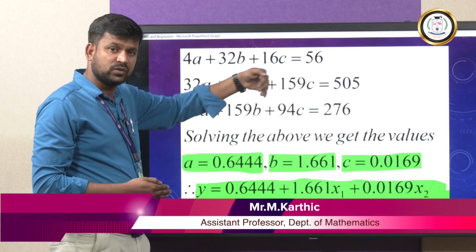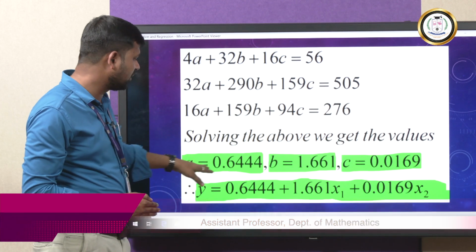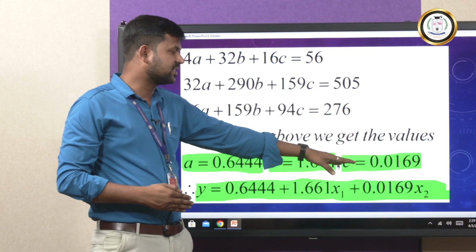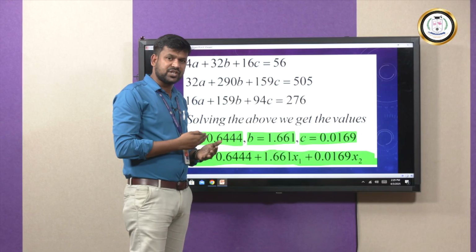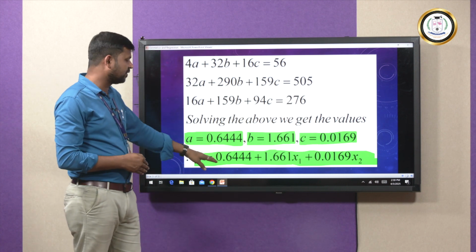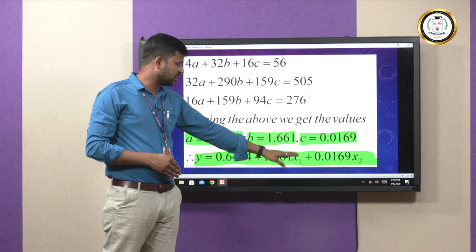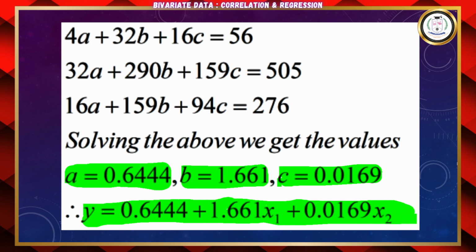So finally we have the result: a equal to this, b equal to this and c equal to this. And we know the regression equation formula is y equal to a plus bx1 plus cx2. You just substitute the values. So we have the regression equation, this one.